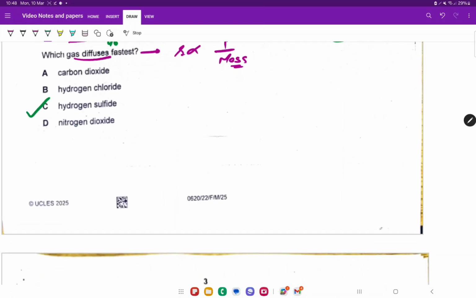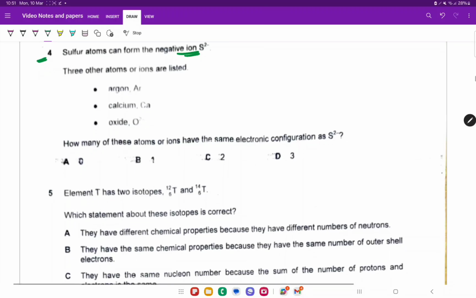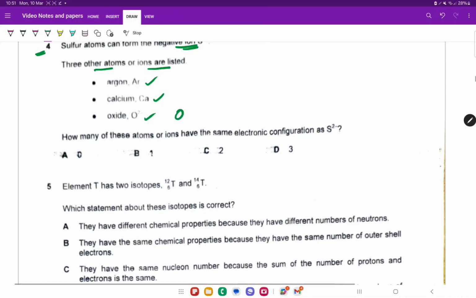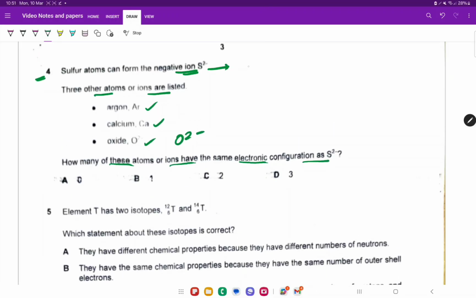Answer is C. Now the next question, the fourth question: a sulfur atom can form the negative ion sulfide, S2-. Three other atoms or ions are listed: argon, calcium, and oxide, which is O2-. How many of these atoms or ions have the same electronic configuration as S2-? Sulfur has atomic number 16, and 2 minus means 2 are added, so 16 plus 2 equals 18. It should have 18 electrons. Which of the species will have 18 electrons?